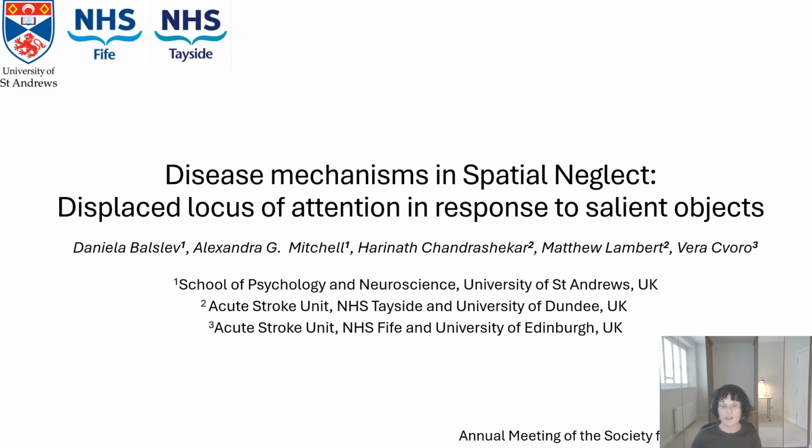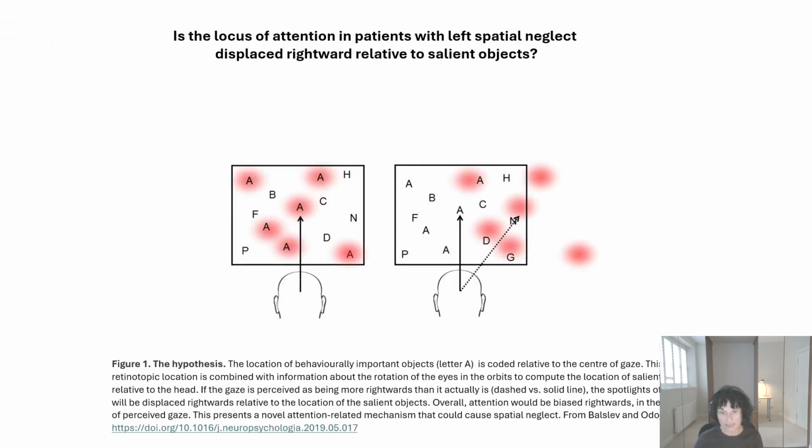Here we investigated a new hypothesis about the disease mechanisms. The hypothesis: the locus of attention is coded in retinotopic coordinates. This is combined with information about the direction of gaze to compute the locus of attention relative to the head. If the gaze is perceived more rightwards than it actually is, the spotlights of attention will be displaced rightwards.